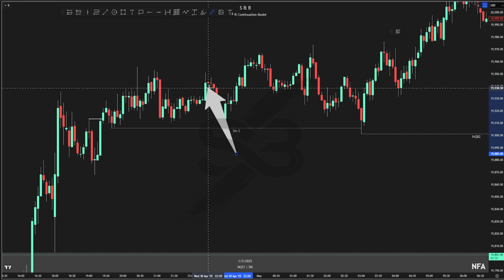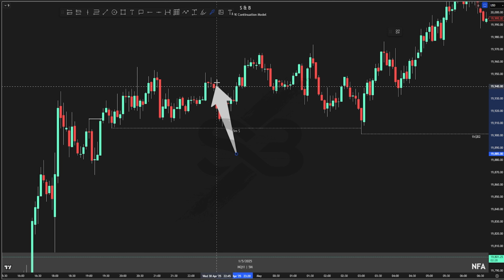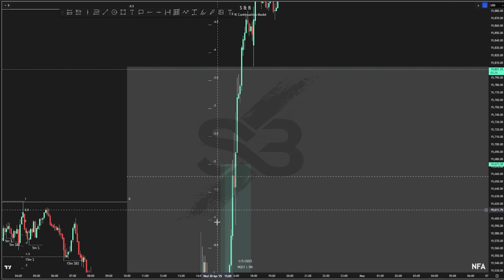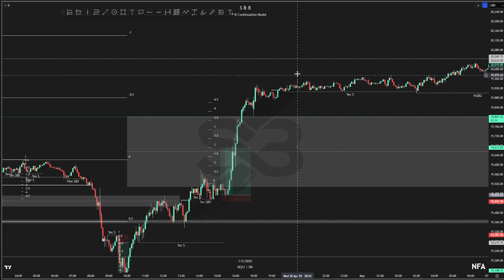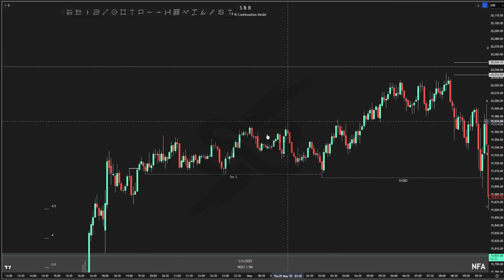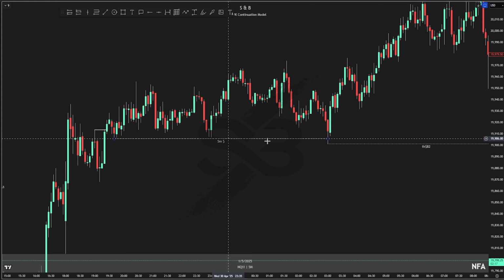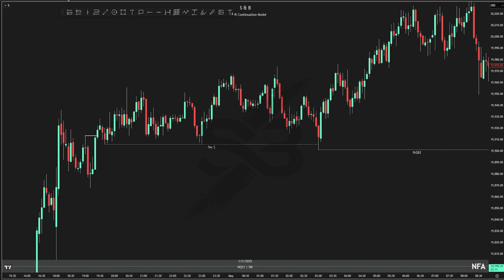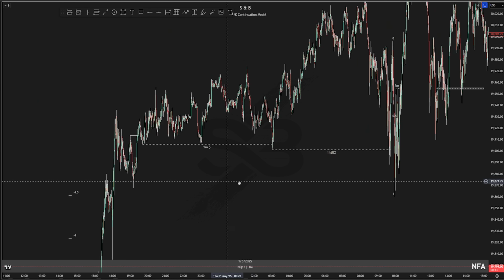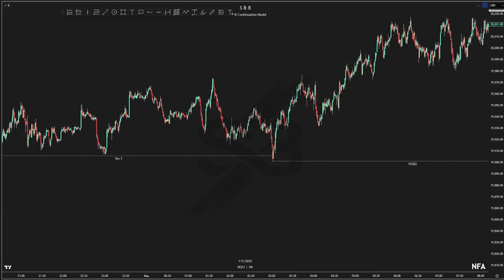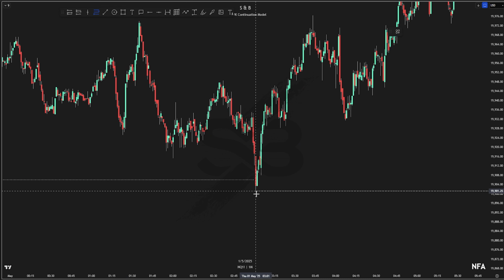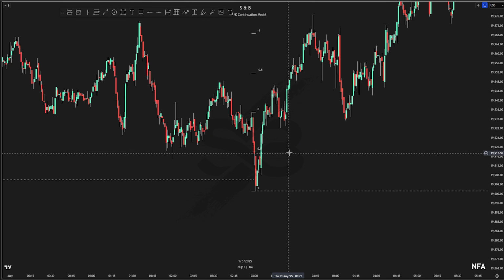So you would have gotten chopped up here during the Asia session, which, honestly, after a day like this, I wouldn't trade Asia session regardless because this is to be expected. But anyways, you do want this sweepable. It is the first sweepable of the day. So first breaker, first sweepable. That is something important.